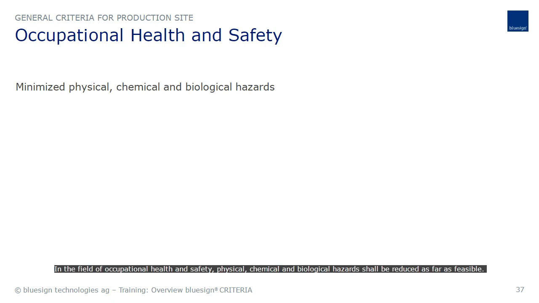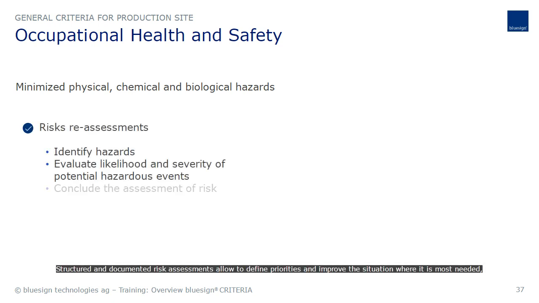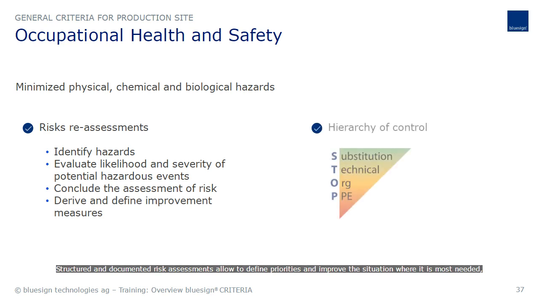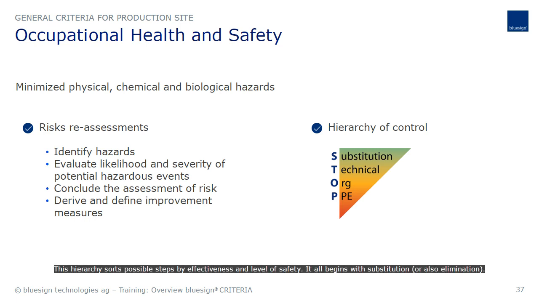In the field of occupational health and safety, physical, chemical and biological hazards shall be reduced as far as feasible. Structured and documented risk assessments allow to define priorities and improve the situation where it is most needed. Whenever measures concerning occupational health and safety are planned, the hierarchy of controls shall be regarded. This hierarchy sorts possible steps by effectiveness and level of safety.